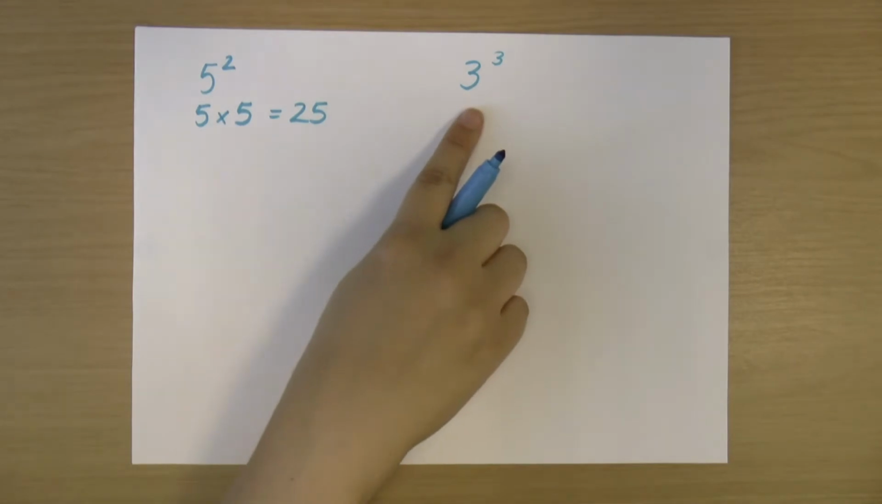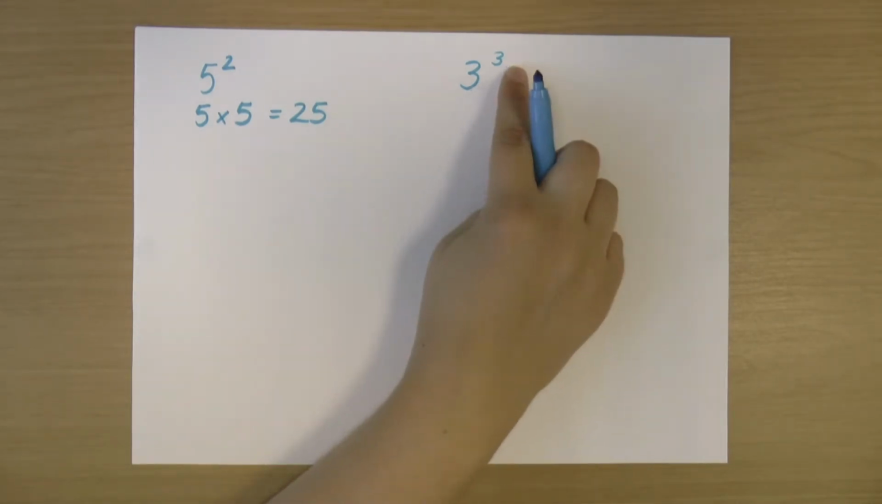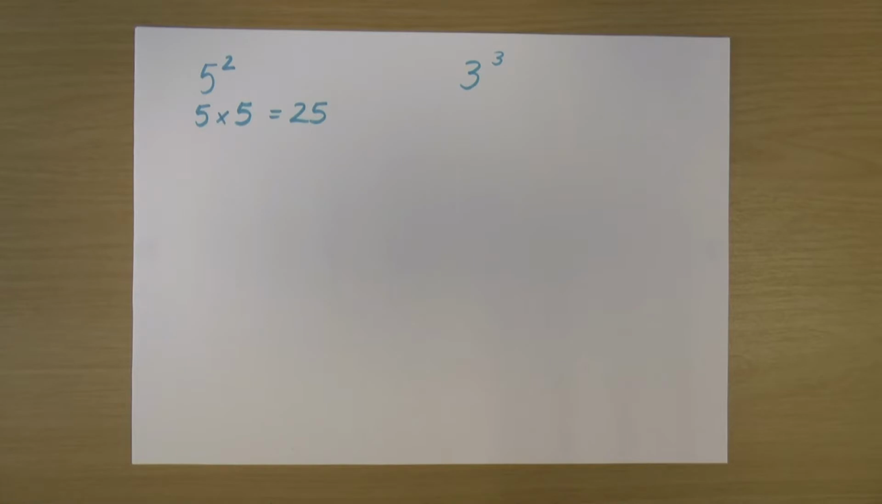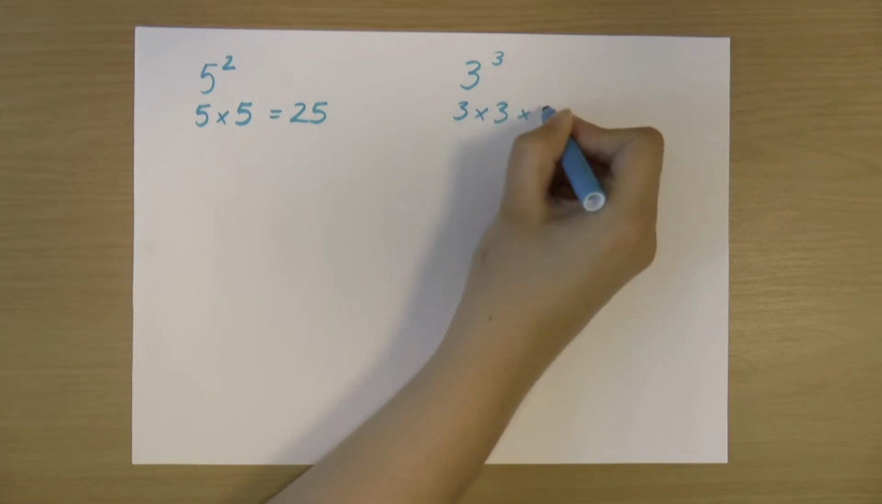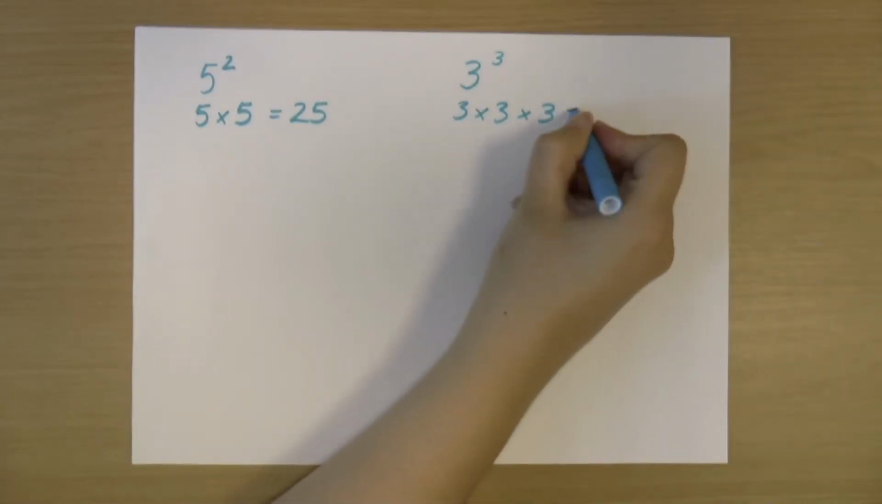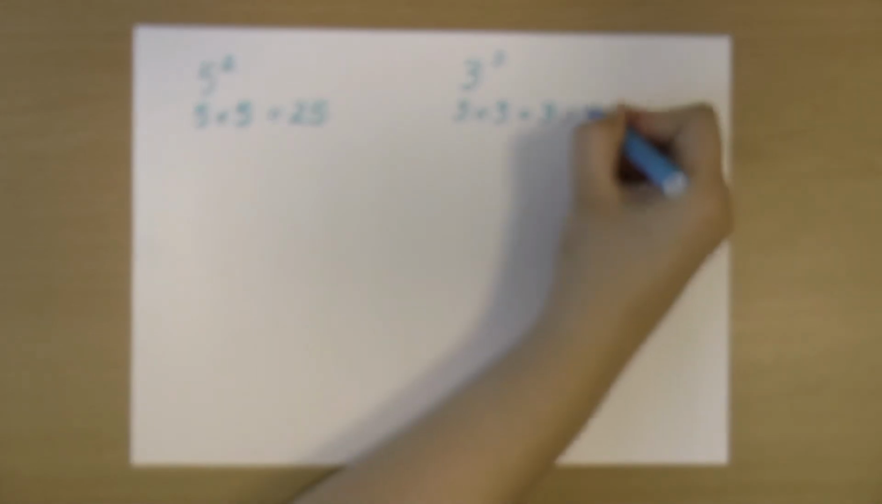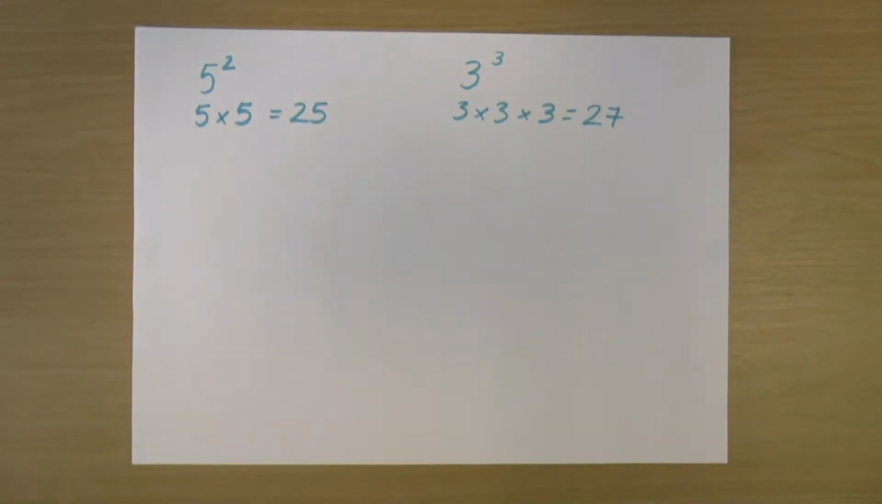Over here we've got a different index. So this has a 3, and that means our number gets multiplied by itself 3 times. So we've got 3 times 3 times 3. And if I do that, it gives me 27. So those are what indices do. They tell us how many times a number is multiplied by itself when we've got positive indices.